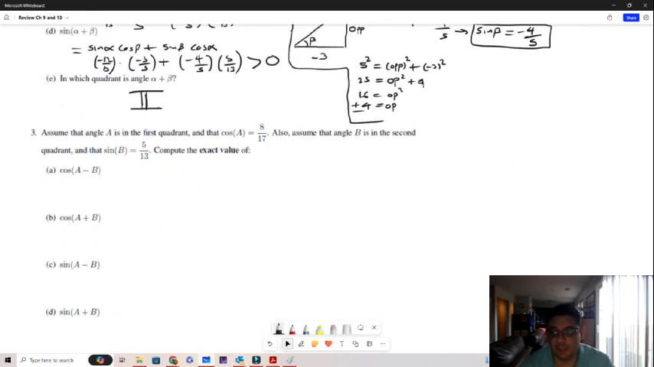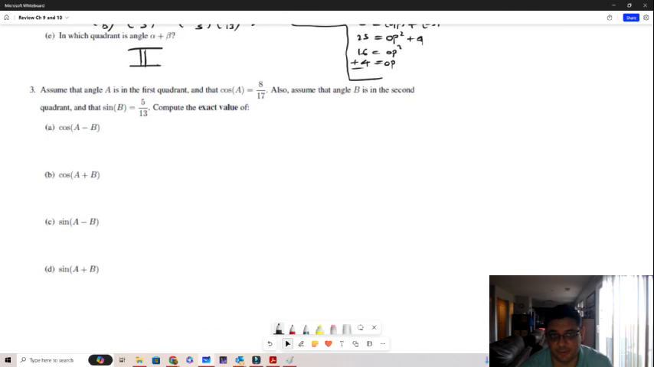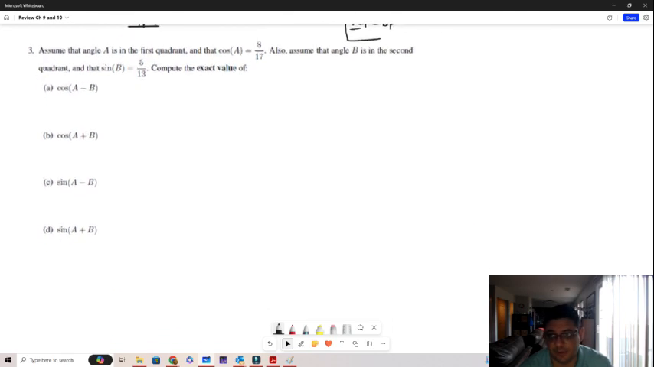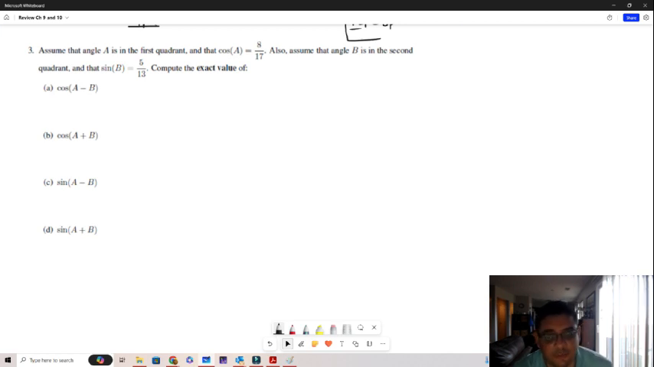And that's it. Number 3 is also the same thing. It's very similar to what we just did. Now here we have the quadrants in different positions though. So let's do it again in the same way. We're going to assume that angle alpha is in the first quadrant and cosine of alpha is 8 over 17.